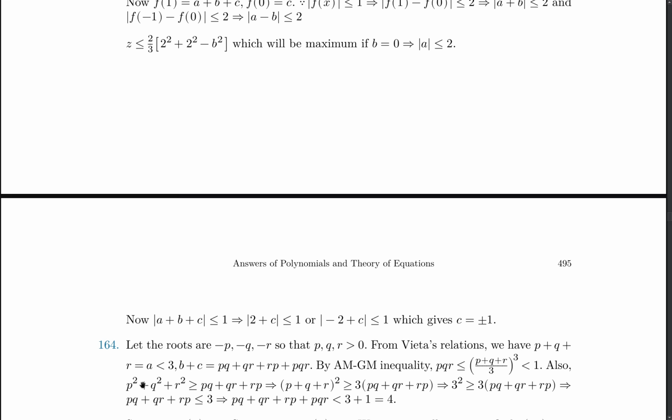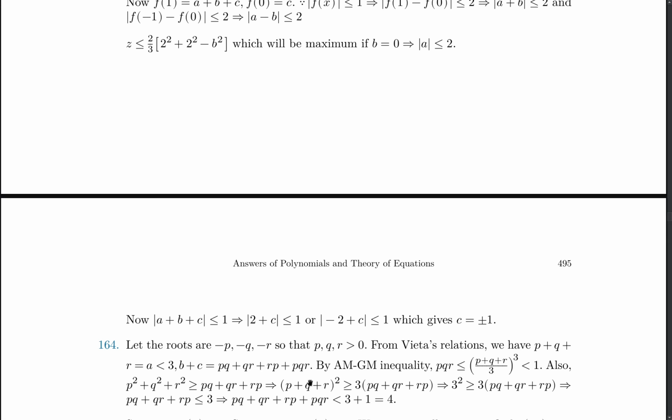Now we know that p square plus q square plus r square is greater than equal to pq plus qr plus rp. How do we know that? You bring it to the left side and then you have half of p minus q whole square plus q minus r whole square plus r minus p whole square, which would be greater than equal to 0. So this inequality is established for us. Now we add 2pq plus 2qr plus 2rp on both sides. We get p plus q plus r whole square greater than equal to 3 into pq plus qr plus rp.